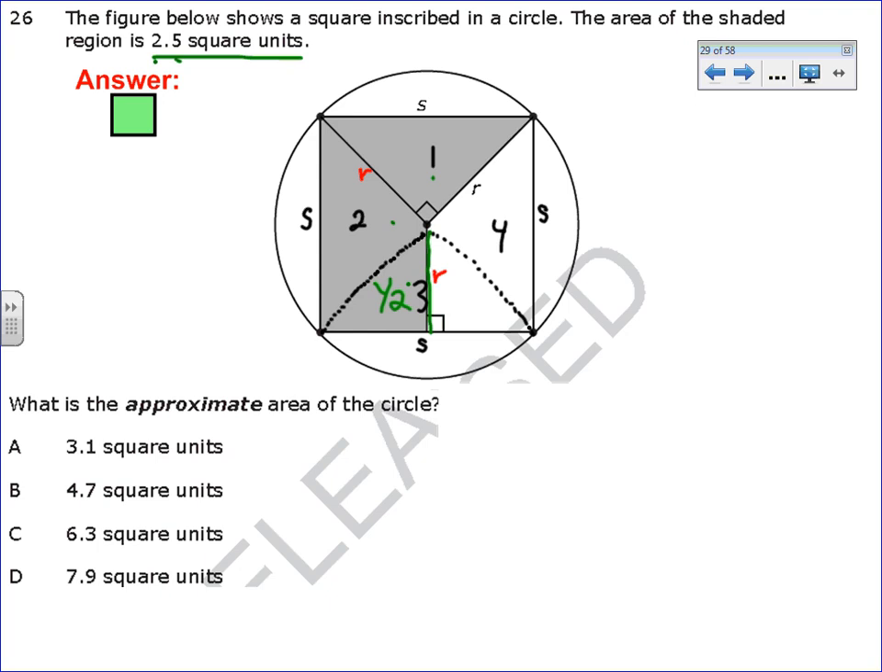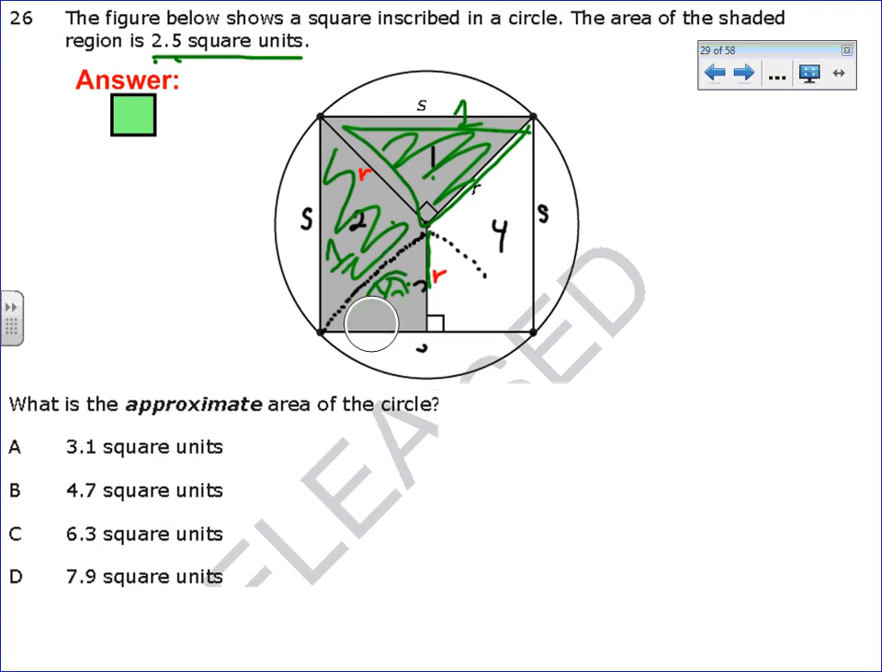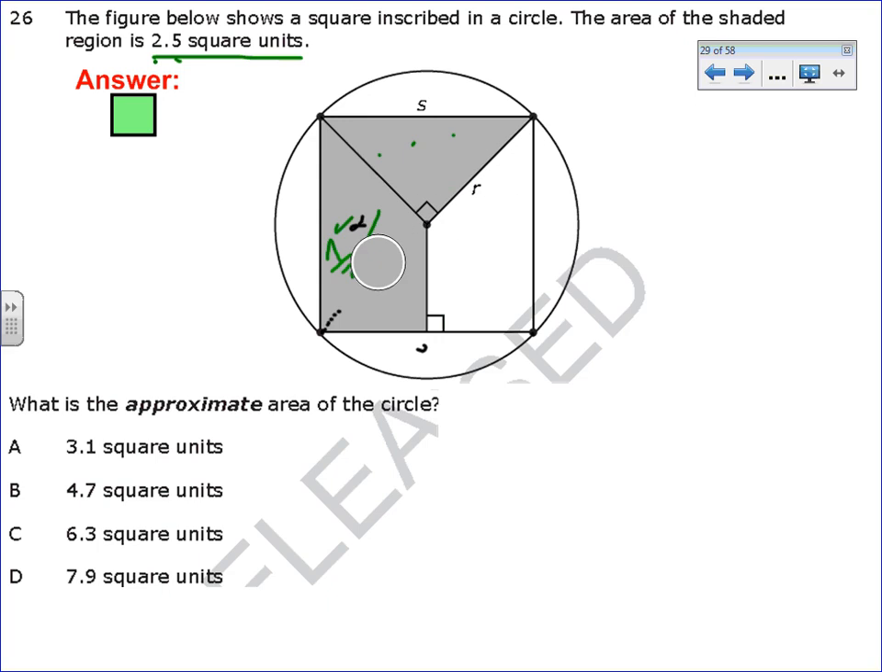Okay? What does that mean? That means that the area of each one of these triangles is 1 and a half. And I'm going to just draw that again another way to help in case some people didn't see it that way.